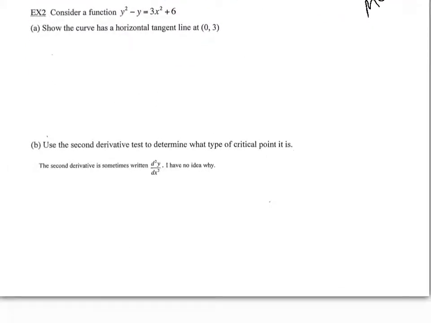Okay. Example 2. New function. We're looking at this here. What we want to do is show that the curve has a horizontal tangent line at 0, 3.